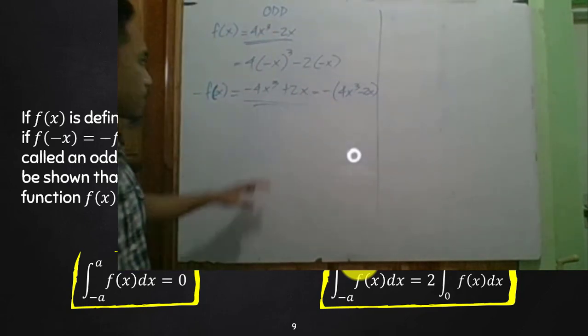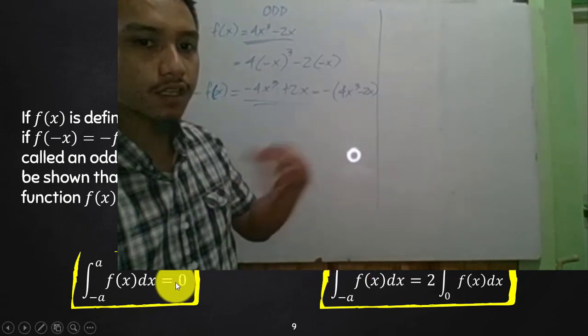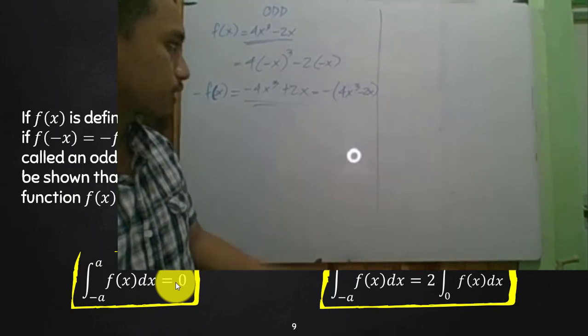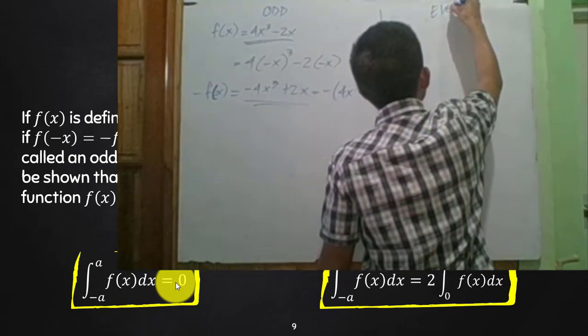Later on, we will integrate this one and see why it becomes 0. And now this is an even function.